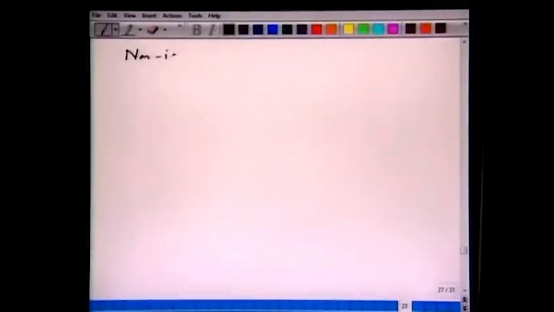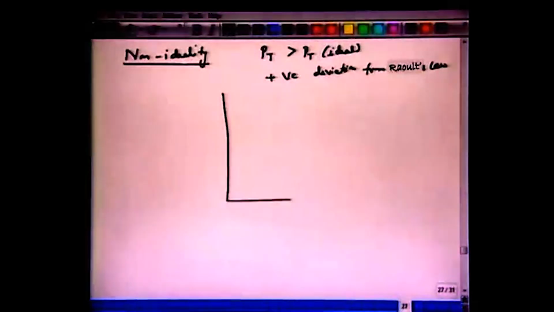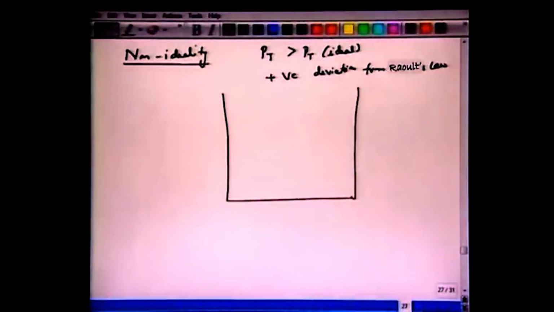So we have non-ideality. Say let's take PT greater than PT ideal. So what we call is positive deviation from Raoult's law. What Raoult's law predicts, and now we have pressure greater than this. For such a type of system, as we said earlier, if we plot the TXY diagram, then what we obtain is something like this qualitatively.